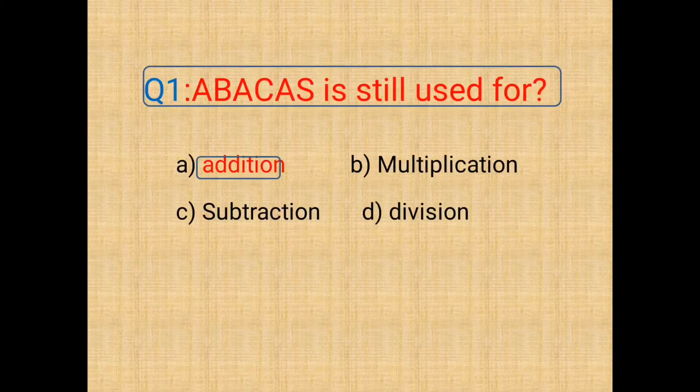So the first question is question number 1. Abacus is still used for addition, multiplication, subtraction, and division. So abacus is a computer which is used for the purpose of addition. So the correct option is here A. This one is the correct option.